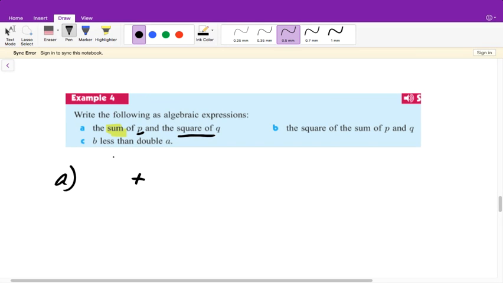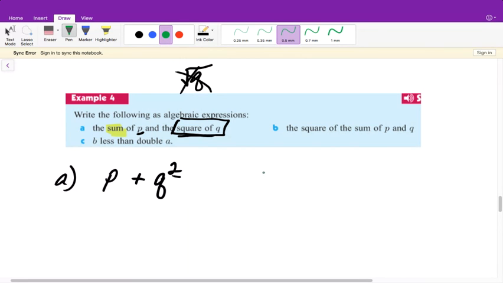There's nothing being done to P, so I can just write P plus. And then it's the square of Q. So what does it mean to square something? That means we need to raise it to the second power. So it's going to be Q squared. So the sum of P and the square of Q is going to be P plus Q squared. If it said the square root of Q, then that's where we would take the square root of Q. But when it just says the square, we're going to strictly be looking at Q squared.